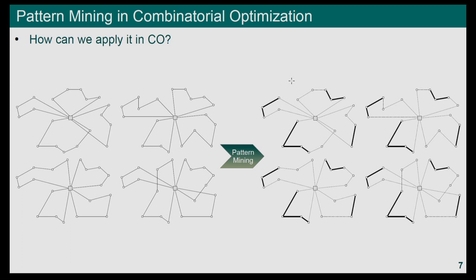Since we mine these patterns from a set of high quality solutions, there's a high probability that those paths also appear together in other suboptimal or even optimal solutions to the same instance. So of course, this information can be useful in metaheuristics in several ways. And I'm going to talk about two approaches we've used to improve vehicle routing metaheuristics.